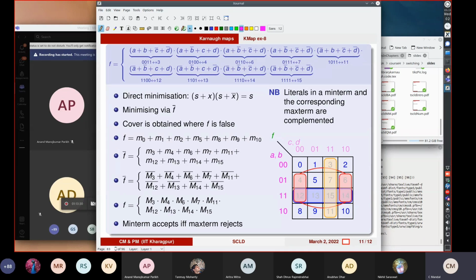Any questions on this part? Sir, what is capital M here? Like capital M3, capital M4? Yes. So this is capital M3. This is capital M4. These are all max terms. All right.